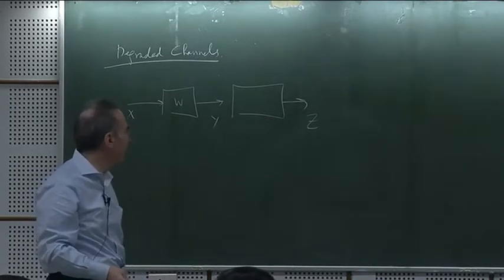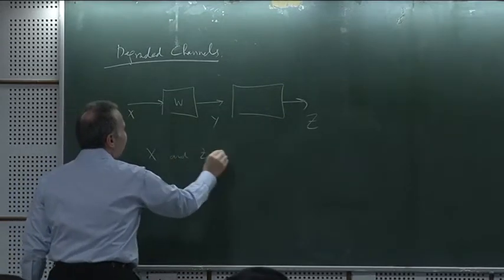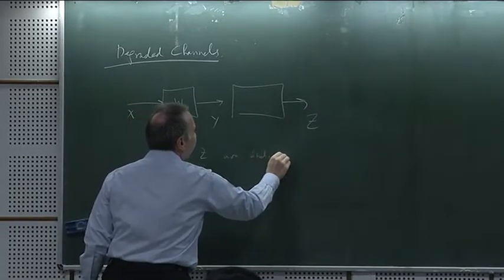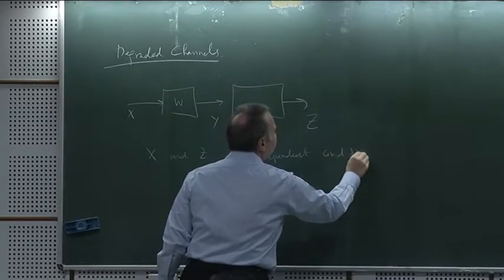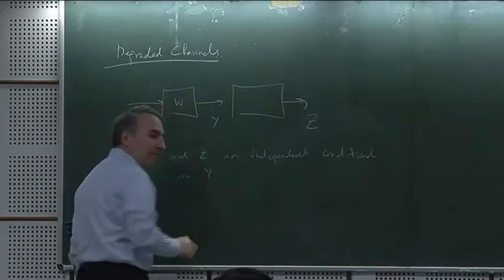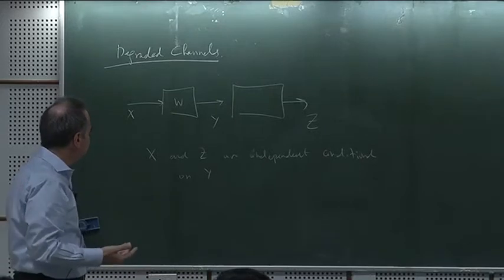So x and z are independent conditional on y. That's the meaning of this diagram here.